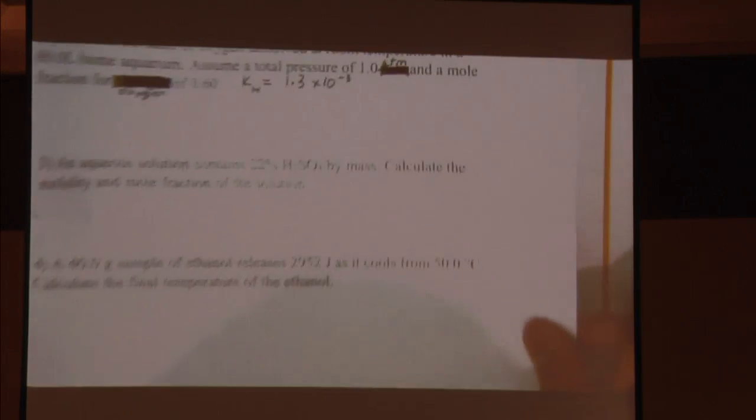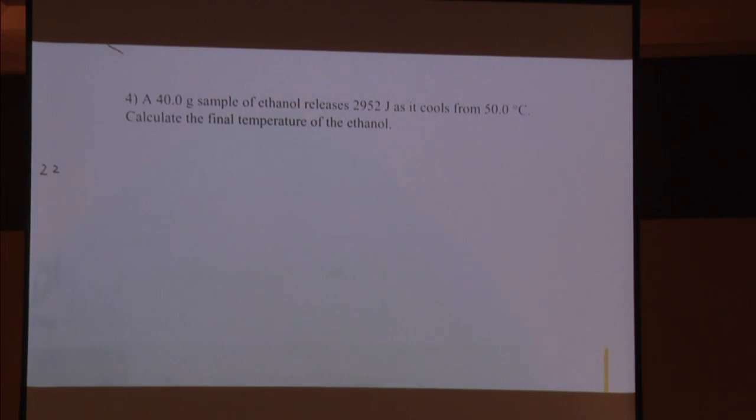So then your practice problem is a little bit different. A 40-gram sample of ethanol releases 2952 joules as it cools down from 50 degrees Celsius. Calculate the final temperature of the ethanol. Let's give this one 2 minutes.